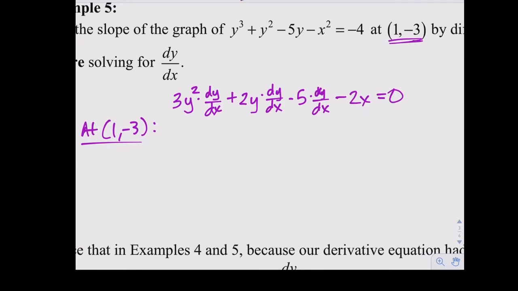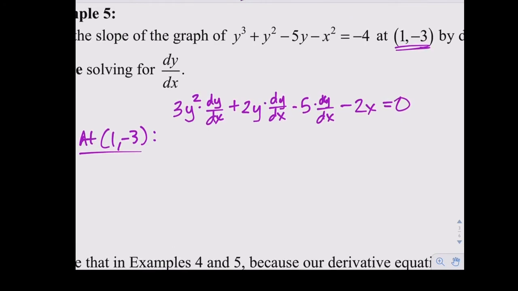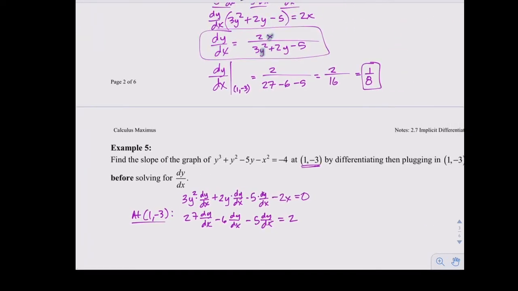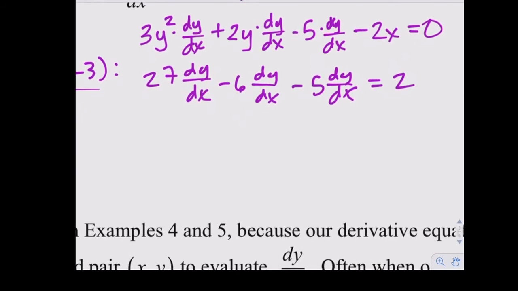And now you're going to plug in first and then simplify rather than simplify and plug in. Why do that? We shall see. I plug in a -3 and I get 27 dy dx minus 6 dy dx minus 5 dy dx minus 2, which when I bring across becomes positive 2. Notice how quickly things start combining when you plug in first. You don't have x's and y's and non-like terms. You have numbers, which combine very quickly. So 27 minus 11, that's 16 dy dx.